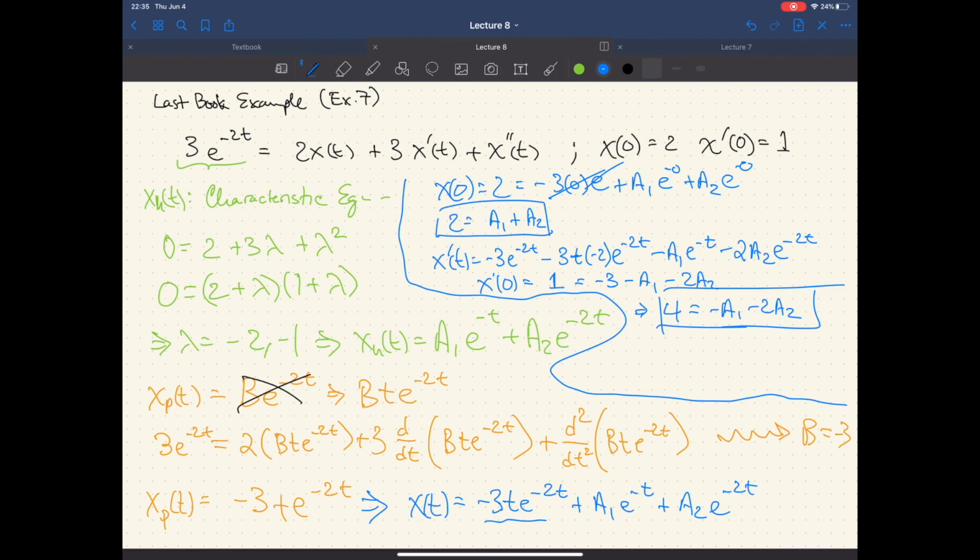So let's go ahead and substitute for a1. From up here, we know that a1 is equal to 2 minus a2. So we have 4 is equal to minus 2 minus a2 minus 2a2, right? Which means that 4 plus 2, so 6 is equal to minus a2 minus 2a2. So a2 is equal to minus 6, which means that a1 would be equal to 8.